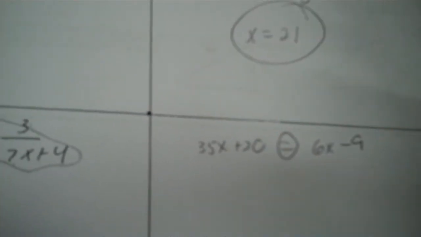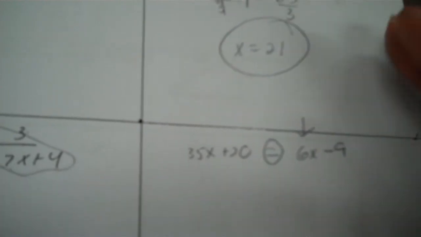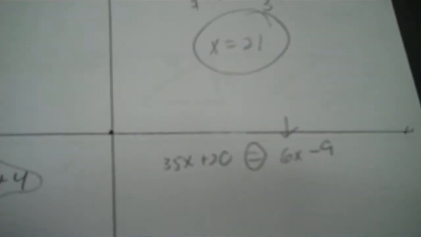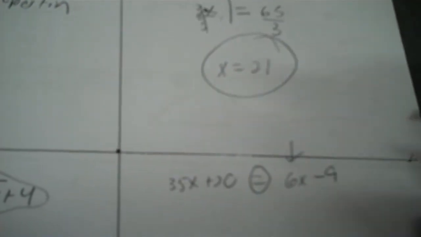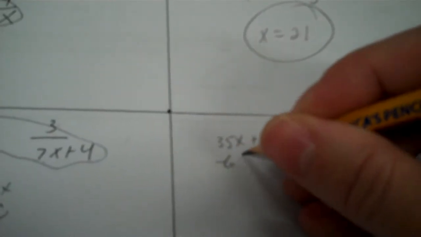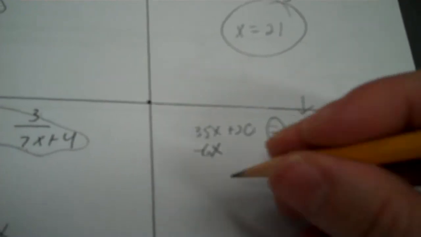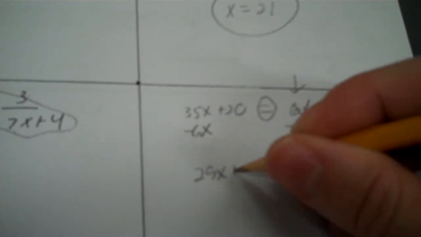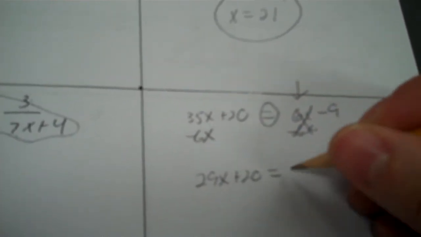Now, you got x's on opposite sides, so don't make the V. Mark out the smaller one. Get that 6x out of there entirely. If it's positive, we would have to subtract it from 35x, so 35x minus 6x is 29x, and then plus 20 equals negative 9.